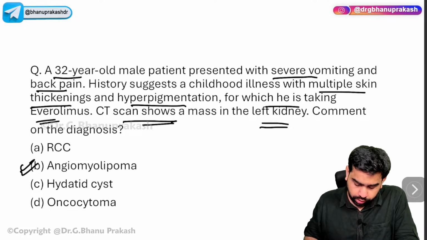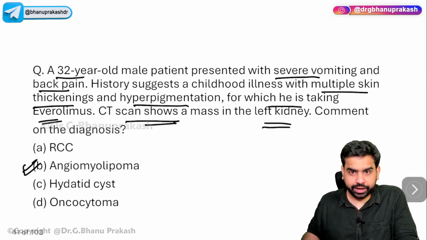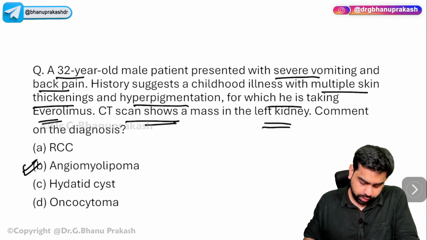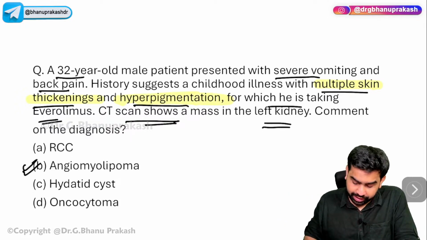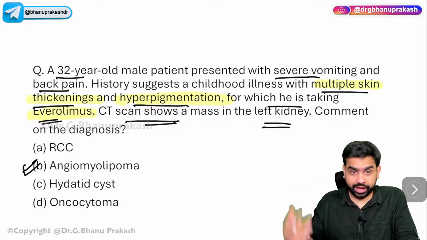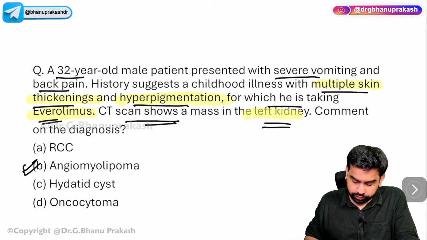Okay, so how did I come to this? Forget about the vomiting and everything, that can happen anywhere. The history of childhood suggests multiple skin thickenings. So this is what is an adenoma sebaceum. Hyperpigmentation, adenoma sebaceum, that is what you need to understand. And everolimus, this is again one of the medications for your angiomyolipoma, and the CT scan of the left kidney.